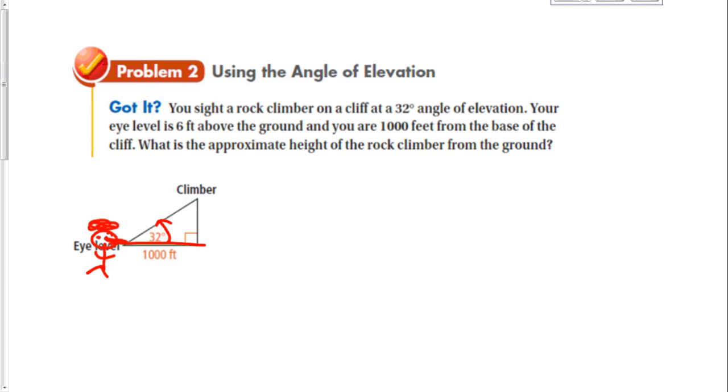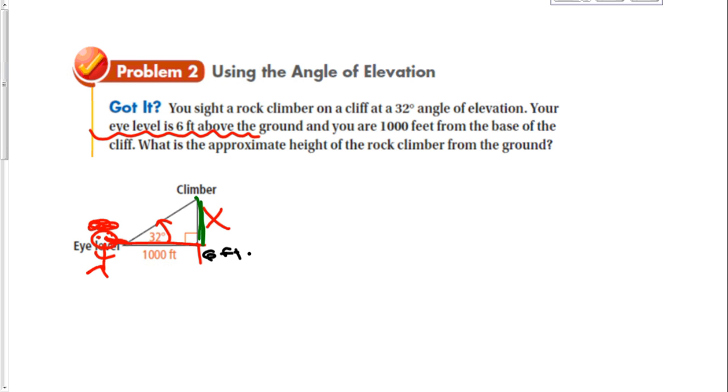Now I need to find the height of the climber. What we have to be careful about, though, is that the problem tells us that our eye level is 6 feet above the ground already. So down here, I already have 6 feet of height. I'm going to use that at the end. It's not going to help me now. Right now I can use trig to find x. X is only going to represent this portion right here.